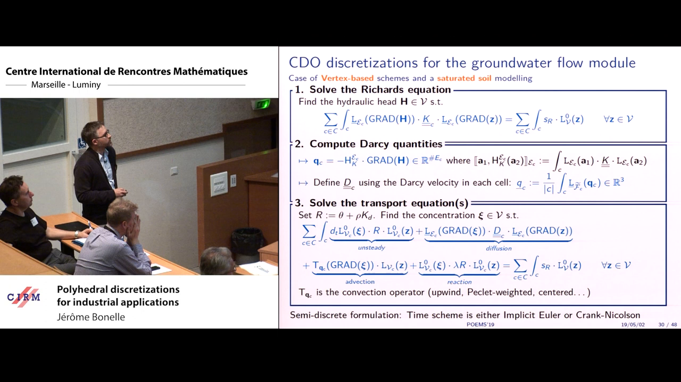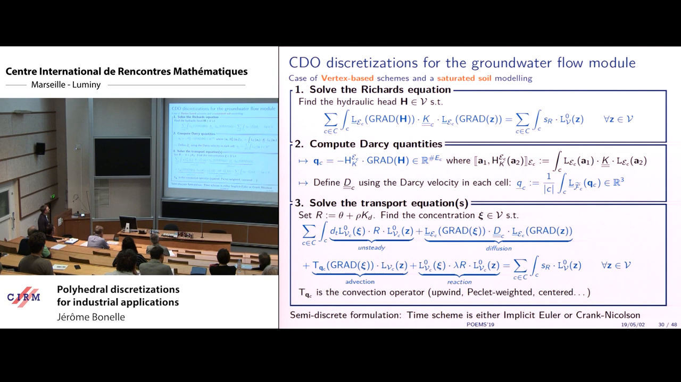Here is a transport equation. This is the unsteady term, the advection term, where you can have different convection operators that I don't talk about in this presentation. The advection term, which is the reconstruction of the potential, and the source term. Regarding the time scheme, we use either an implicit Euler or Crank-Nicolson.